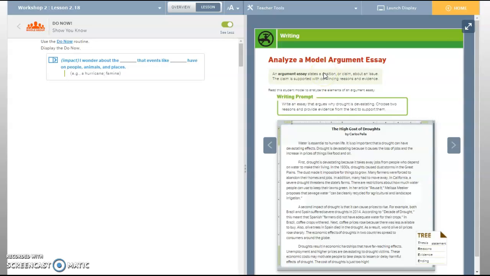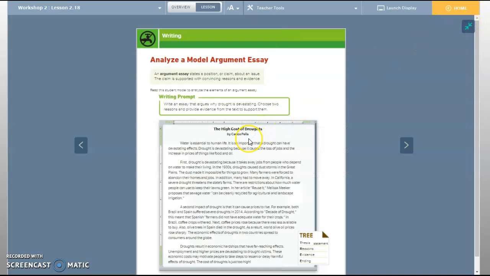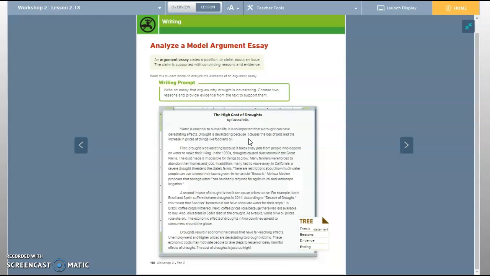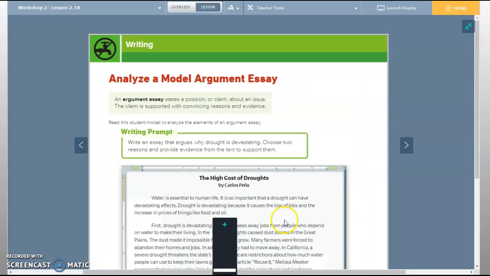All right. So today we're going to analyze a model argument essay. This is page 110 and 111. An argument essay states a position or claim about an issue. The claim is supported with convincing reasons and evidence. Read this student model to analyze the elements of an argument essay. Write an essay that argues why drought is devastating. Choose two reasons and provide evidence from the text to support them.